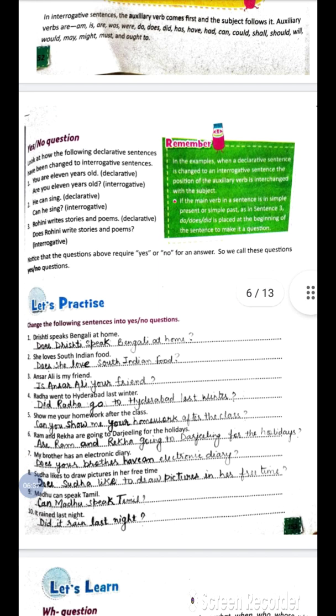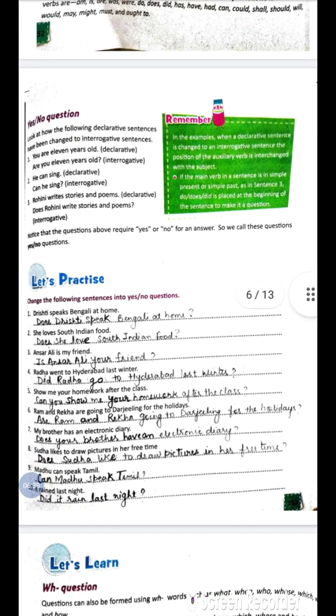Some more examples. Drishti speaks Bengali at home. Change into yes or no question. Does Drishti speak Bengali at home? Show me your homework after the class. Can you show me your homework after the class? Sudha likes to draw pictures in her free time. Does Sudha like to draw pictures in her free time? It rained last night. Did it rain last night?